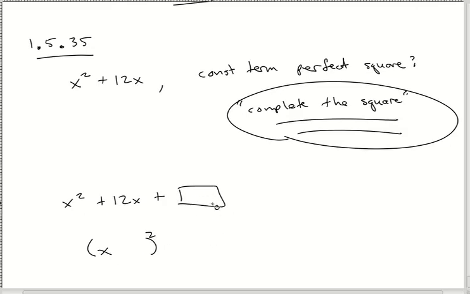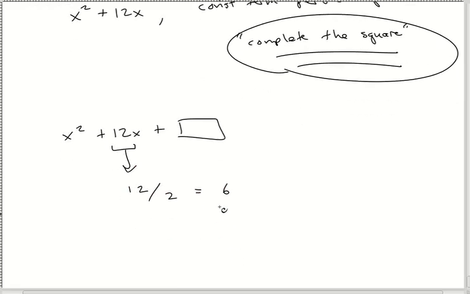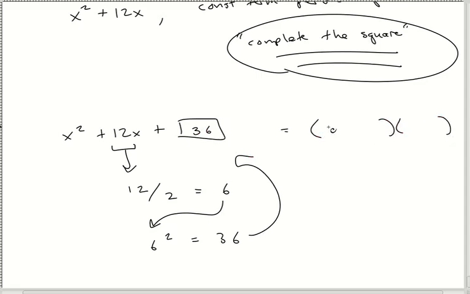There's a process to find that number. We're going to take the middle number here, that 12, and divide it by 2, always by 2. So take whatever number you have, divide it by 2, and we get a 6. Then you take that number and square it, always square it. Well, it's 36. And that's the number you want to add to this thing so that it can be factored. So you factor this thing now. What two numbers multiply to 36 but add to 12? It's 6 and 6.